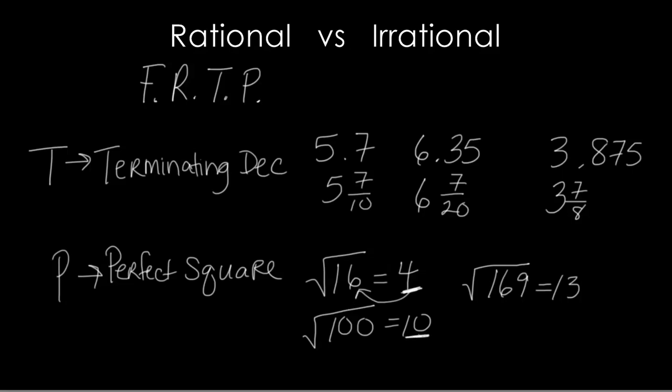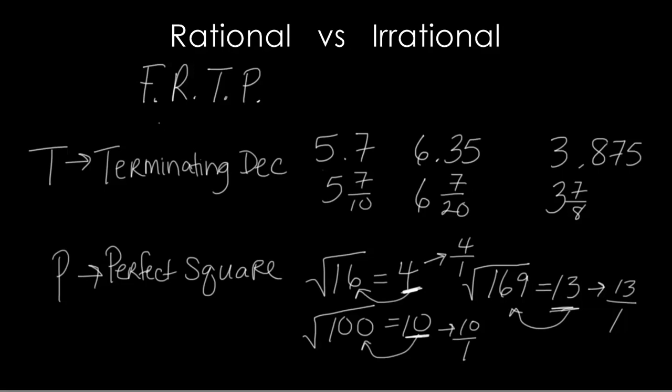This number multiplied by itself, you get a perfect square. 13 multiplied by itself gets you that perfect square, okay? So perfect squares are rational numbers. Why? Because the answer is just a regular integer. And what do we say? Regular integers are rational numbers because they can be written as a fraction, right? That's 4/1, 10 is 10/1, and 13 is just 13/1, right?